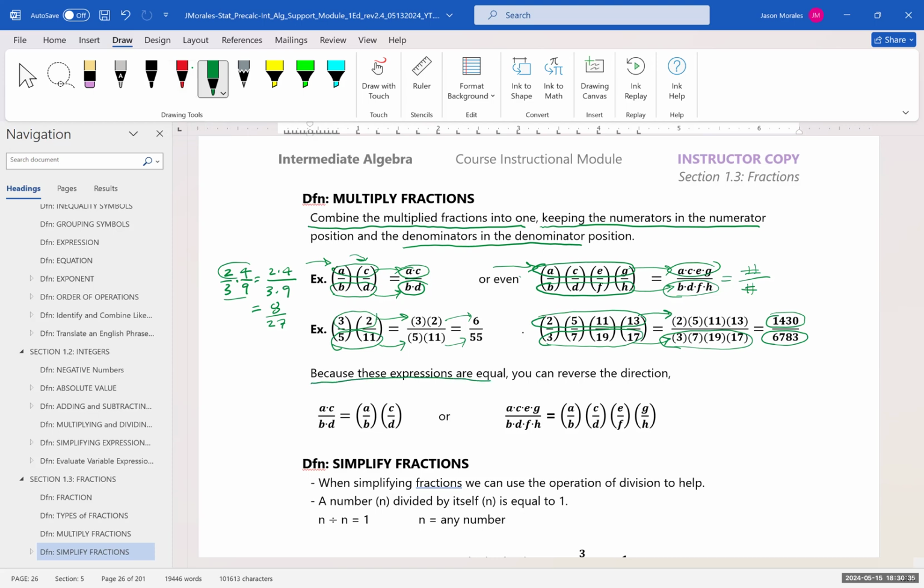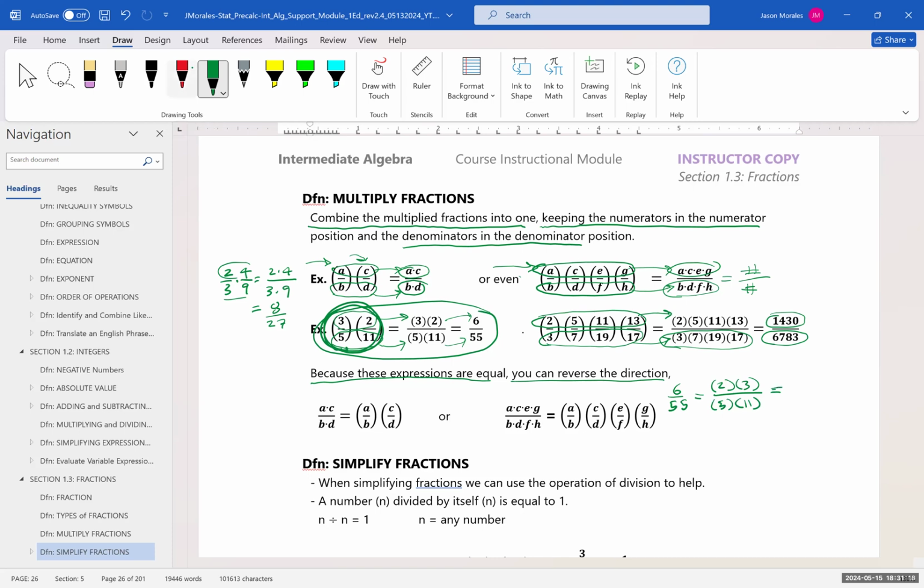And because these expressions are equal, you can reverse the direction. So here we've got a times c over b times d. You can write that as the product of two fractions. So let me maybe use this example to explain what I'm talking about here. Let's say instead of starting with two fractions being multiplied, what if I started with 6 over 55? Well, I can do a prime factorization of 6 and realize that's 2 times 3. And I can do a prime factorization of 55 and realize that that's 5 times 11.